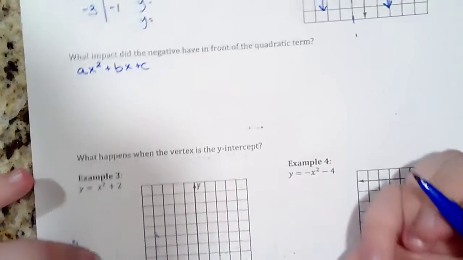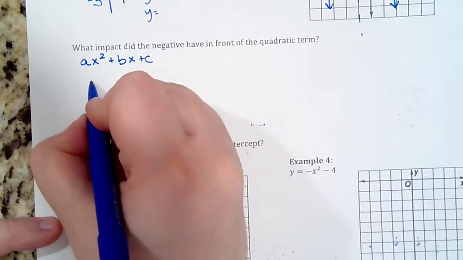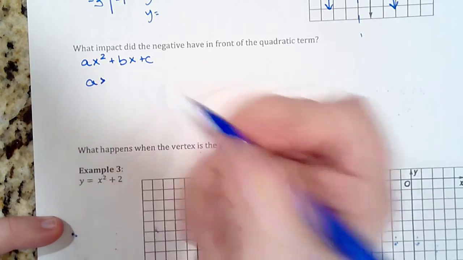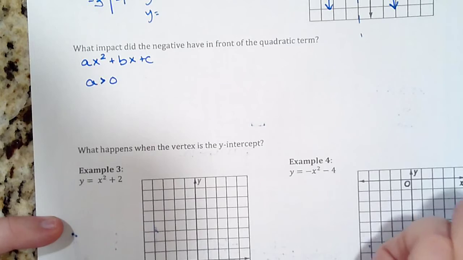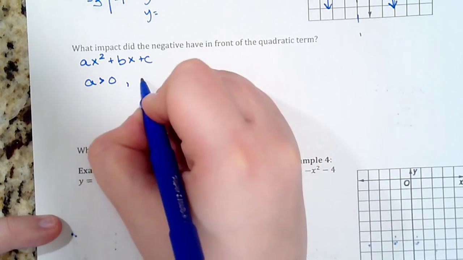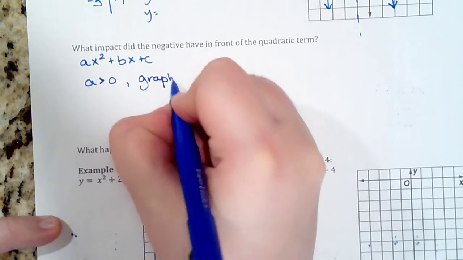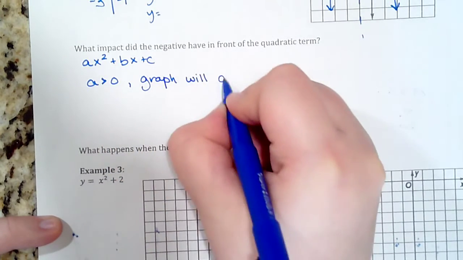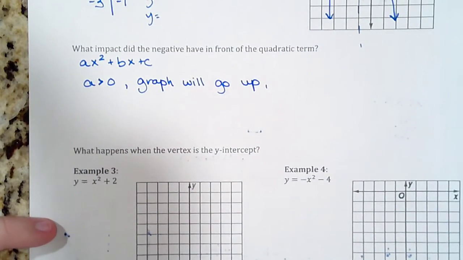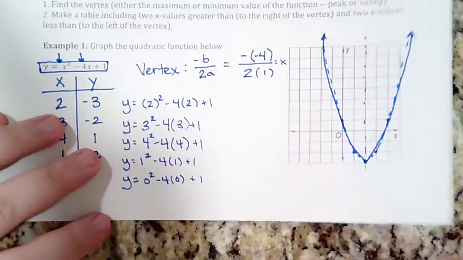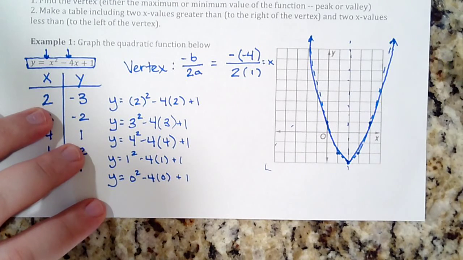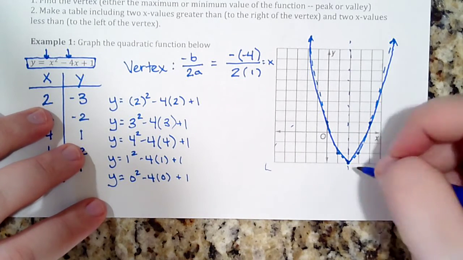I like to rewrite this so we have practice with it. When your a is positive, so when it's greater than 0, we're going to have an upward graph. So the graph will go up. And if it goes up, it will have a minimum or a maximum. This graph went up. Did it have a minimum at the bottom or a maximum at the top? This one had a minimum.